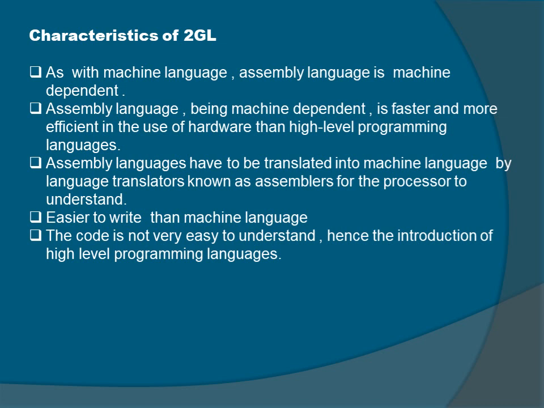Obviously, there is no conversion that takes place. Assembly language has to be translated into machine language by a language translator known as an assembler for the processor to understand. It requires an assembler, but it is not the same kind of processing as in a high level language. So it is fast, and easier to write than machine language. Obviously, there are some words that we can understand or remember, so it is easy to write the program in assembly. The code is still not very easy to understand, hence the introduction of high level programming languages. So this is about the characteristics of second generation language.